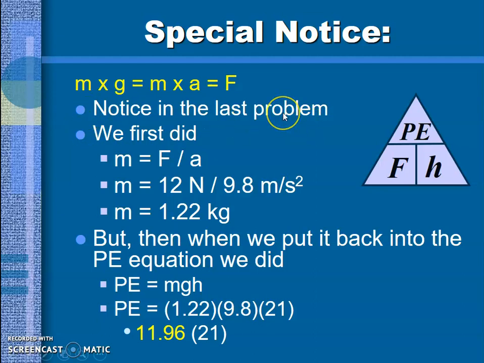So notice in the last problem, so hopefully you took notes, look down at those notes. You'll see that the first thing we did was we solved for a mass because we didn't have a mass. And to do that, we took the force divided by gravity, and we got the 1.22 kilograms. But then if you notice, the next step we did, when we put it back into that equation for potential energy, we did that mass that we calculated times gravity. So we did the reverse. We just took this number, multiplied it by gravity again. So we just reversed what we did.